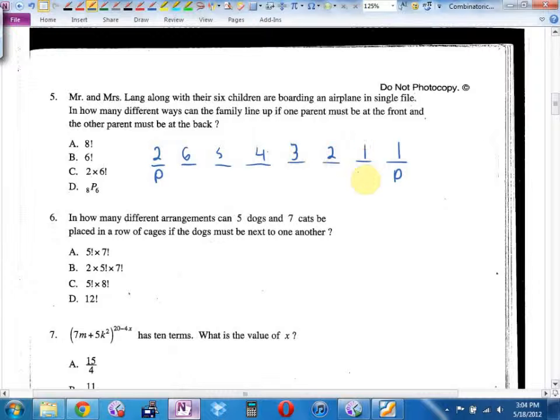I would argue it's obvious here that you can't repeat, because if you're lining kids up, once a kid's in line, they don't leave the line and go line up somewhere else, right? I wouldn't have to say to you without repetition. I think it's obvious. Once you pick the kid, they don't go back into the Scrabble bag. Yeah?